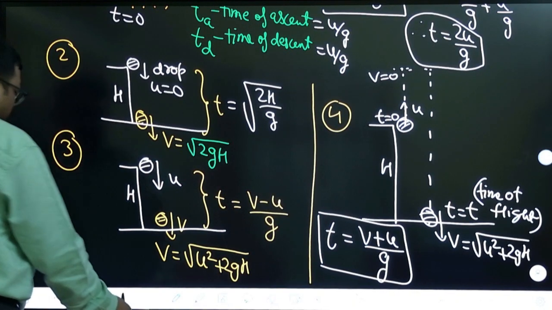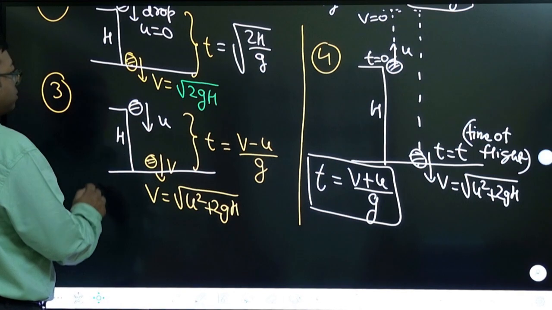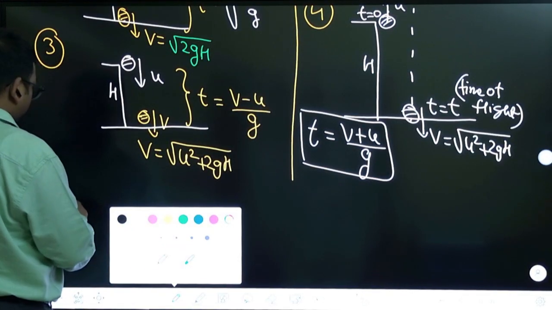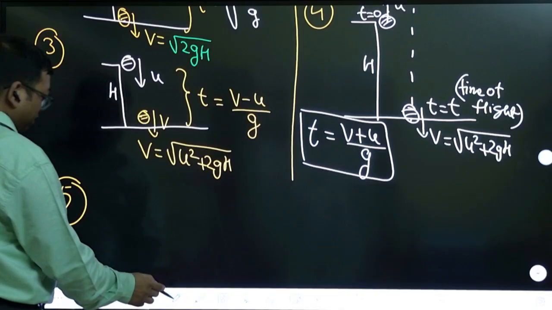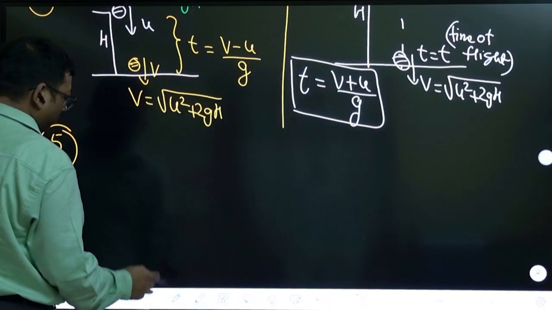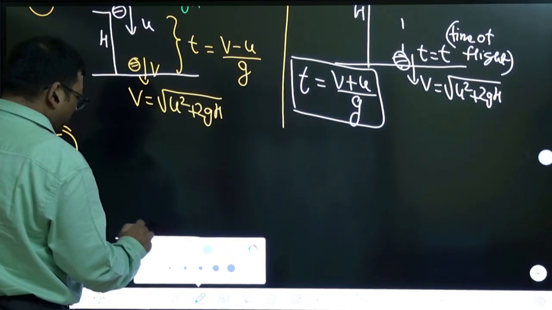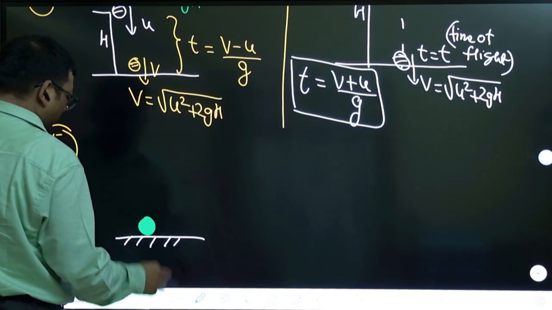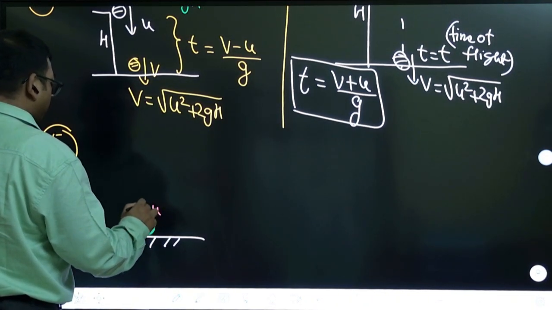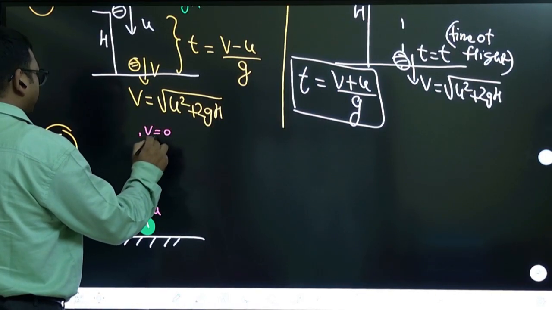The last case is a little bit of a complex problem. In the last case, you are throwing a particle from the ground. Let us say from the ground you are throwing a body with some speed u. So it will go up, and here its speed will become 0 and again it will come back.